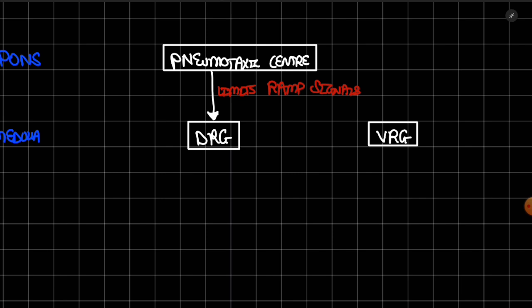And the pneumotaxic center limits the RAMP signals. It never completely inhibits, but it limits RAMP signals.